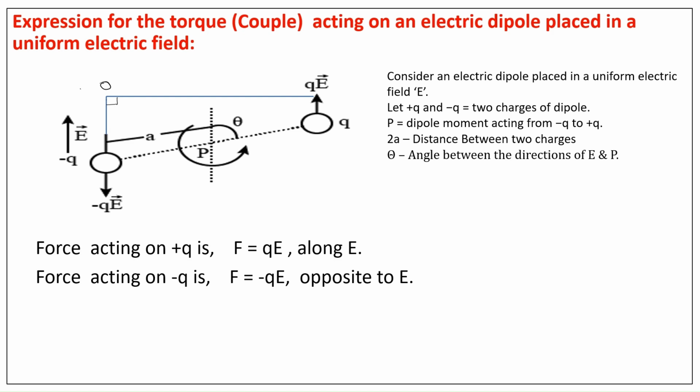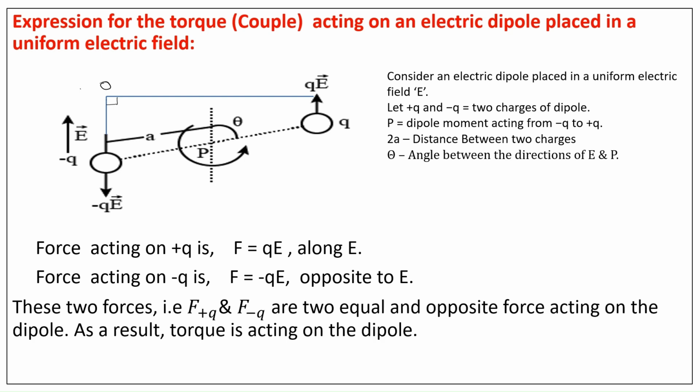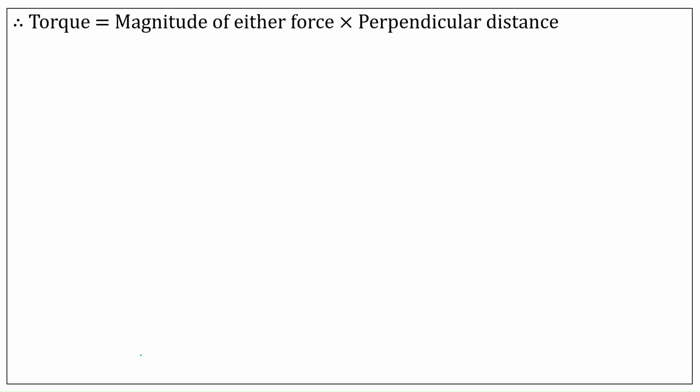Therefore, force acting on plus Q is F equal to QE along E. Force acting on minus Q is F equal to minus QE, opposite to E. These two forces, that is F plus Q and F minus Q, are two equal and opposite forces acting on the dipole. As a result, torque is acting on the dipole. Therefore, torque is equal to magnitude of either force into perpendicular distance. That is, τ is equal to EQ into BO. Mark it as equation number 1.